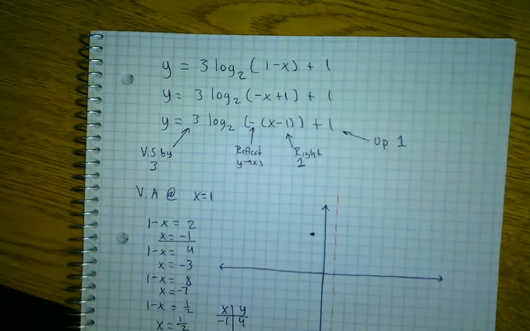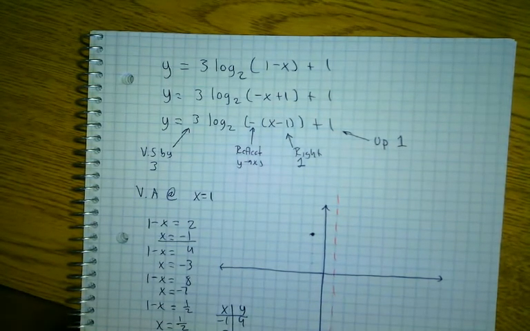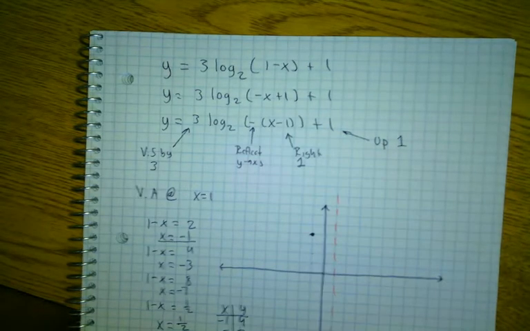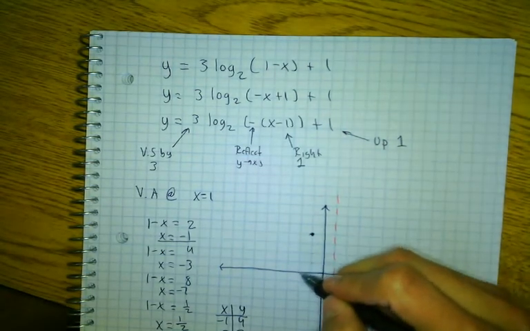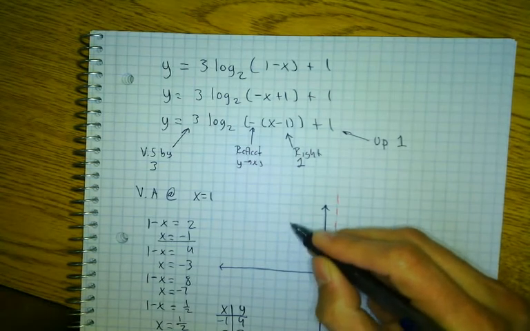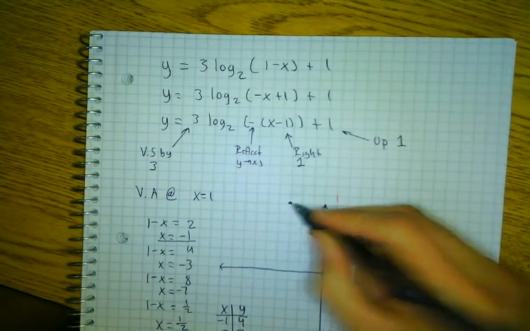So that's here. Cool. The next value we're going to try is negative 3. So what's 1 minus negative 3? 4. What's log base 2 of 4? 2. With the 3 in the front would make it 6 plus 1. So I have negative 3 comma 7. So 1, 2, 3, 1, 2, 3, 4, 5, 6, 7.